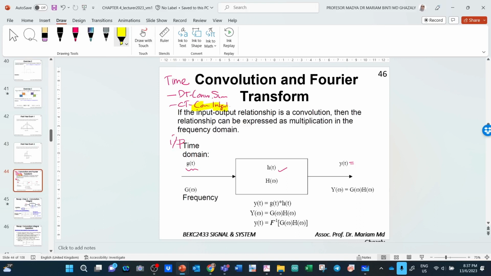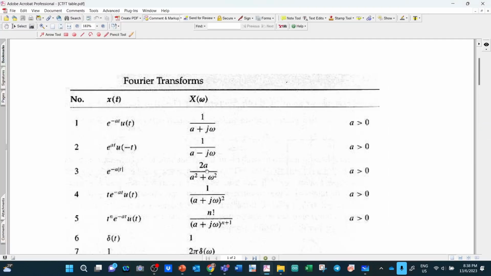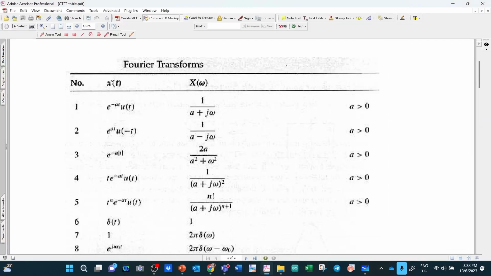In Fourier transform, we are going to do it in the frequency domain. So whatever is in t, we are going to convert it into the frequency domain. You have learned using the Fourier transform table to convert from time domain to frequency domain. Table yang ni lah. So if you have an exponential signal in time domain, then you directly use the table. No need to derive it using the general equation. Terus gunakan Fourier transform table.